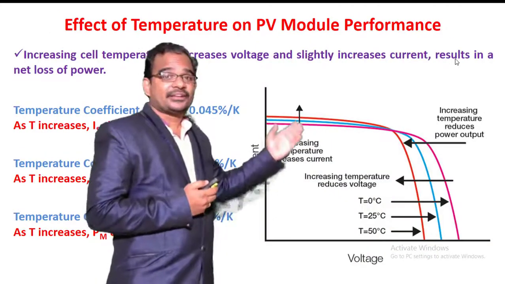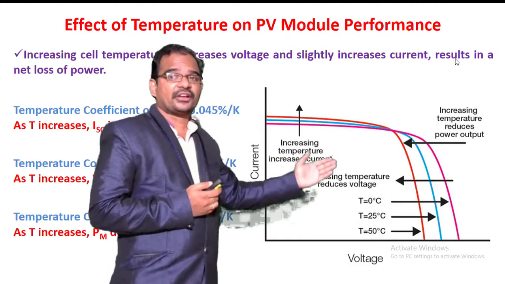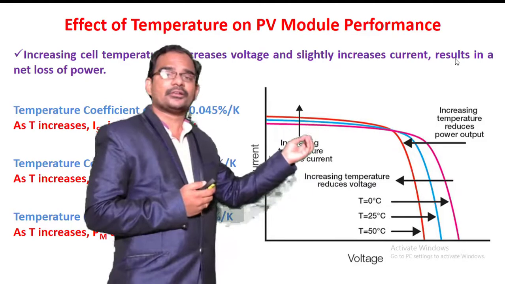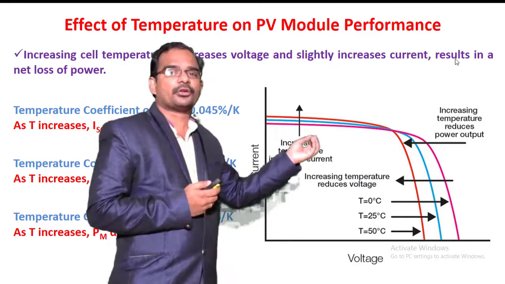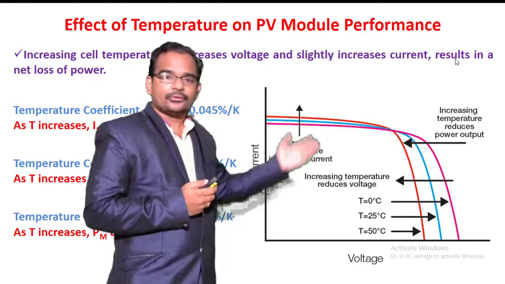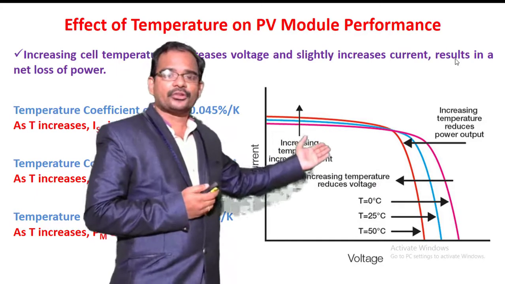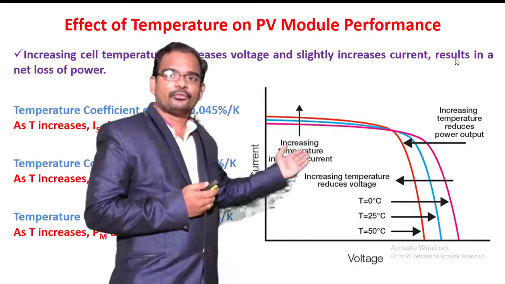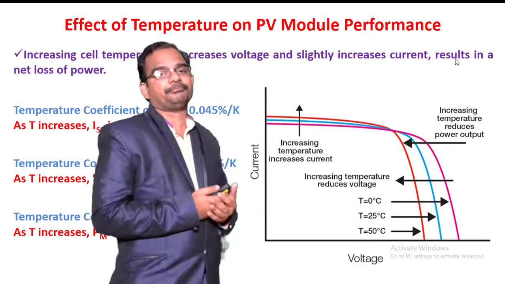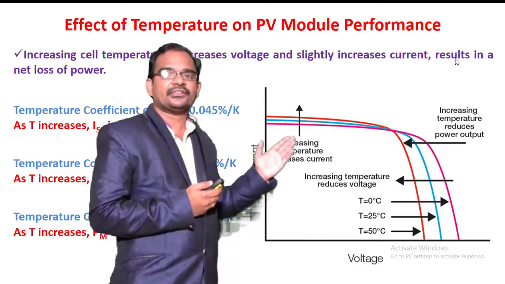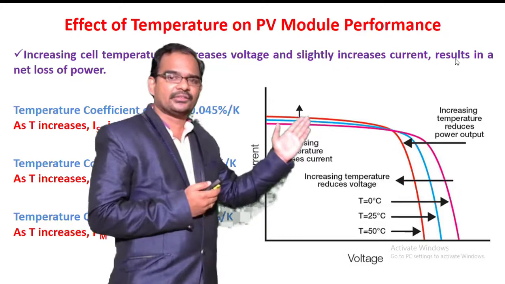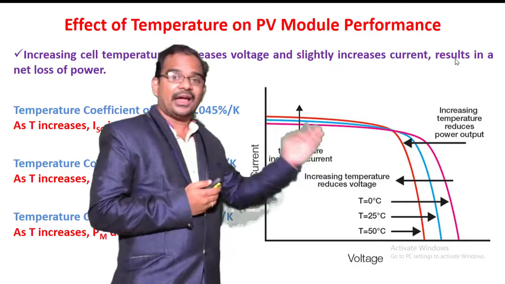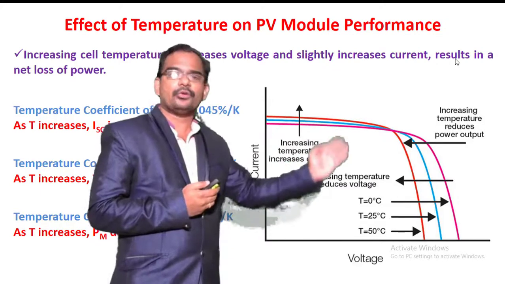Current increases proportionally with irradiance. So with increase in cell temperature, the voltage decreases drastically, whereas the current increases only slightly, and this results in the net loss of power, because power is a product of voltage and current. You can observe here the temperature coefficient of current is positive, the temperature coefficients of voltage and power are negative, and thereby as temperature increases, the short circuit current increases. As temperature increases, the open circuit voltage decreases. As temperature increases, the power also decreases.